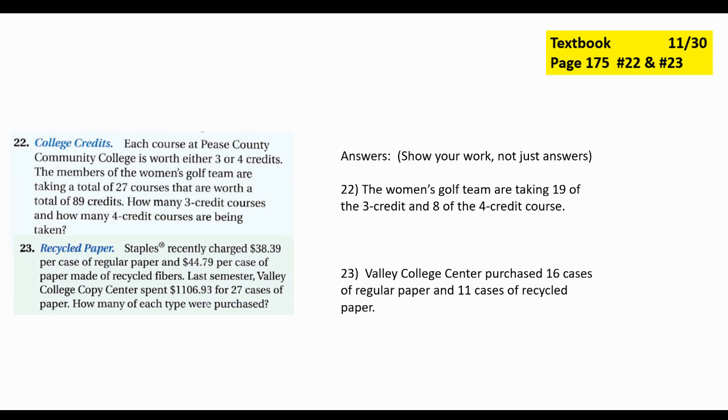I just wanted to go over this because I won't be seeing periods 1 and 5 today. So these are the answers to last night's questions. Remember, you need to answer in a complete sentence. Number 22 is the women's golf team are taking 19 of the 3 credit and 8 of the 4 credit courses. And number 23 is Valley College Center purchased 16 cases of regular paper and 11 cases of recycled paper. And remember, you can't just turn in homework with the answer. You do have a lot of work to do in order to show how you arrived at that answer. Please upload that paper to your digital workbook number 3.